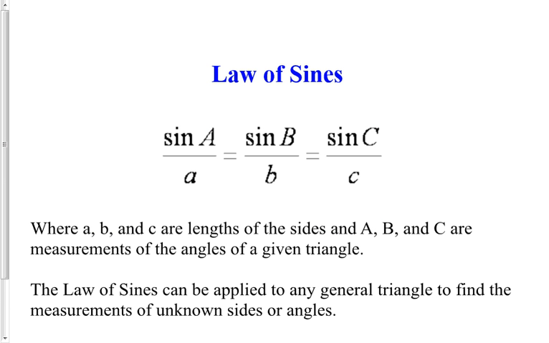So the law of sines is made up of three ratios. The sine of angle A over side A equals the sine of angle B over side B equals the sine of angle C over side C. And as you can see, lowercase letters are sides, capital letters are angles. You have to remember that.